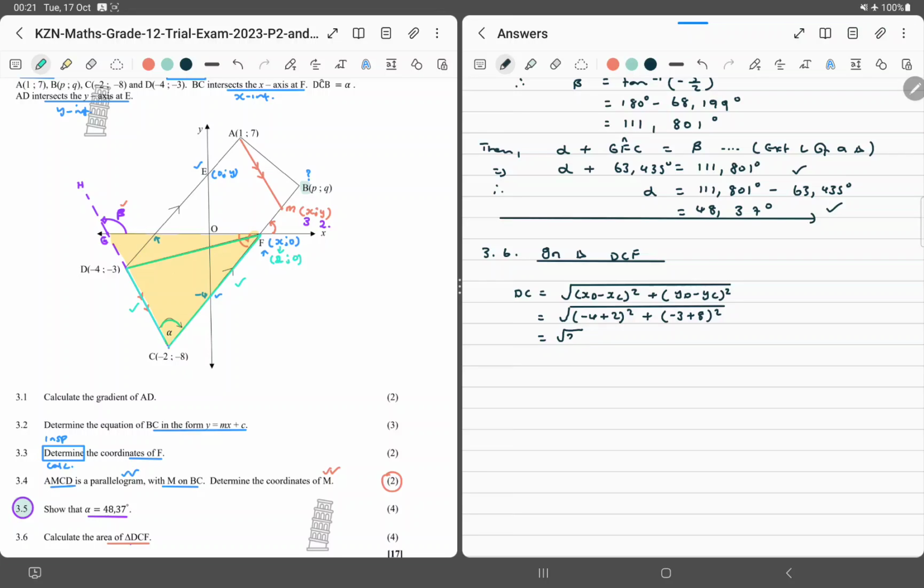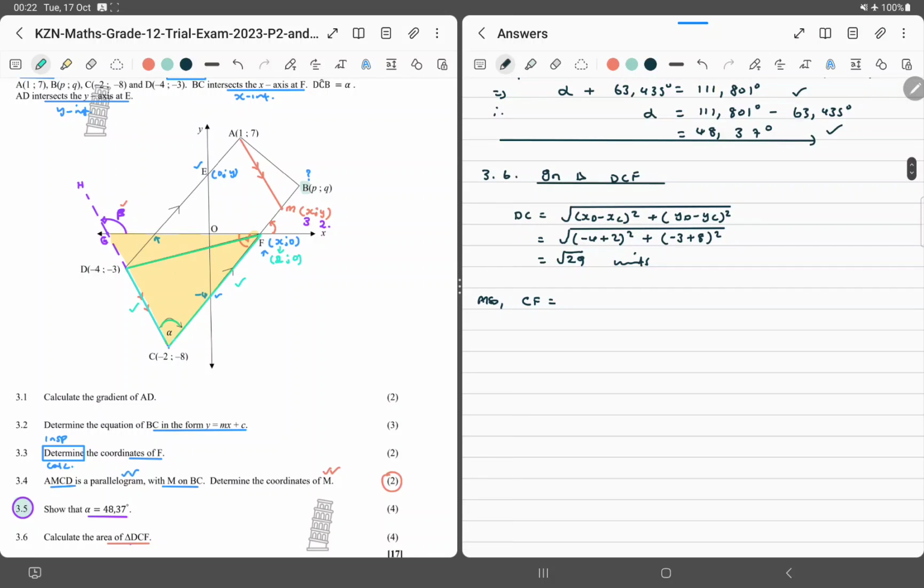So we're getting the square root of 29 units. Okay, so that's fine. And then we can say also we want CF. CF is going to be essentially the square root of x at F minus x at C all squared plus y at F minus y at C all squared. Okay, and then we substitute stuff, and then let's see, x at F is basically 2, minus minus is going to be plus 2, plus y at F is basically 0, minus minus is going to be plus 8 all squared.